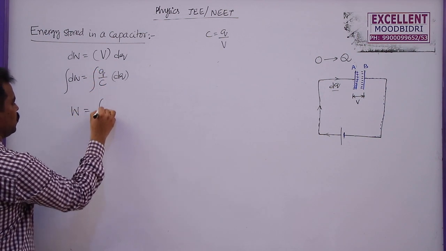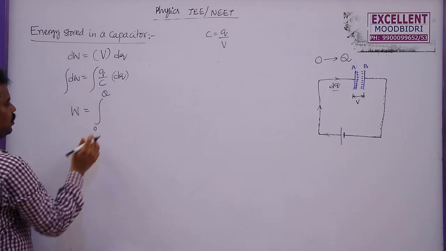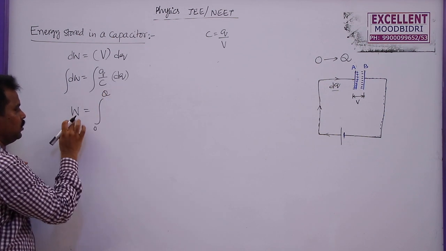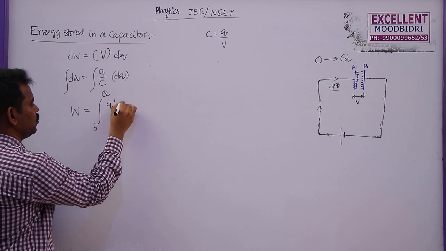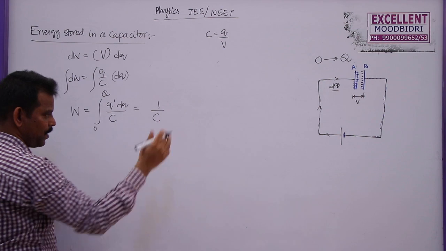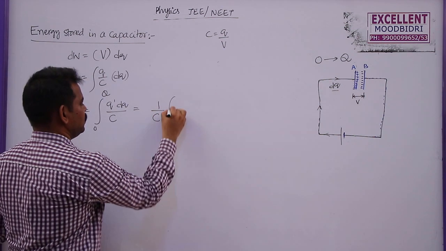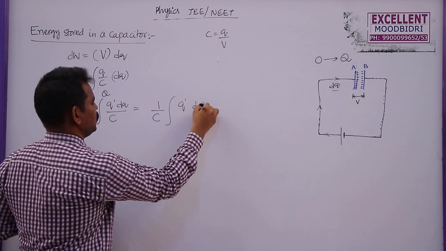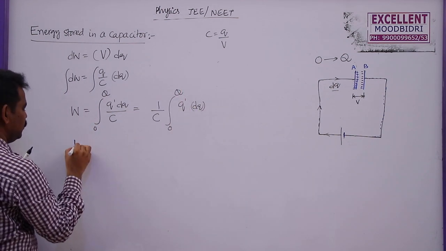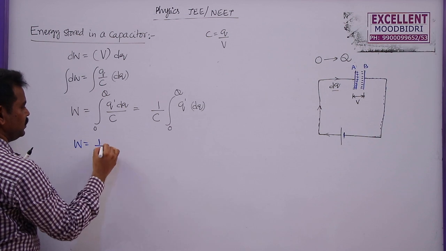This work done is equal to the integral from 0 to Q, so I am increasing the charge from 0 to Q. For this, what is the work done? So this is Q power 1 dq by C. As the capacitance of the capacitor is constant, bring it outside. The integral of Q power 1 dq from limits 0 to Q. Now you can write W is equal to 1 by C.